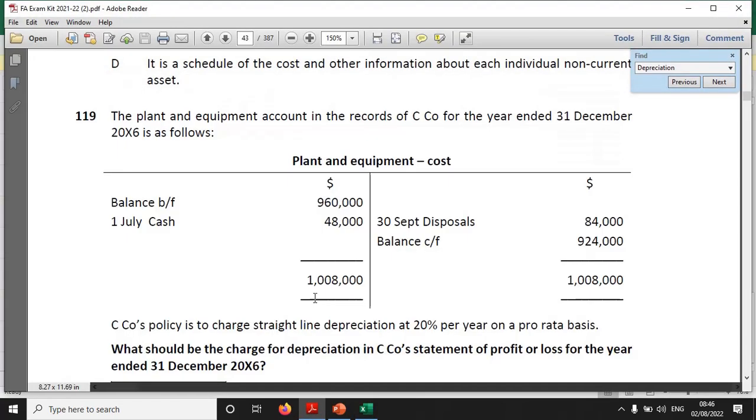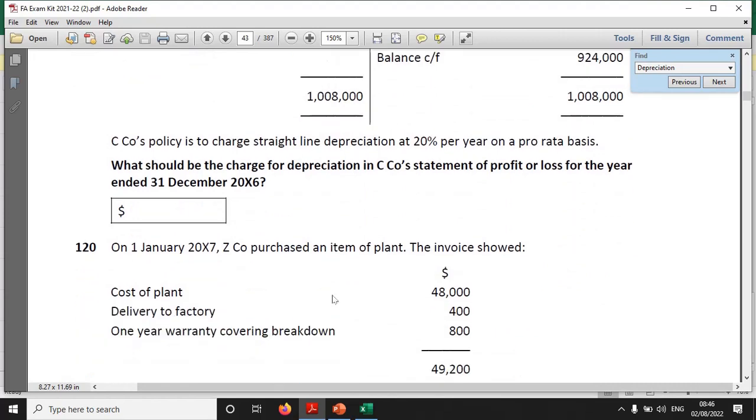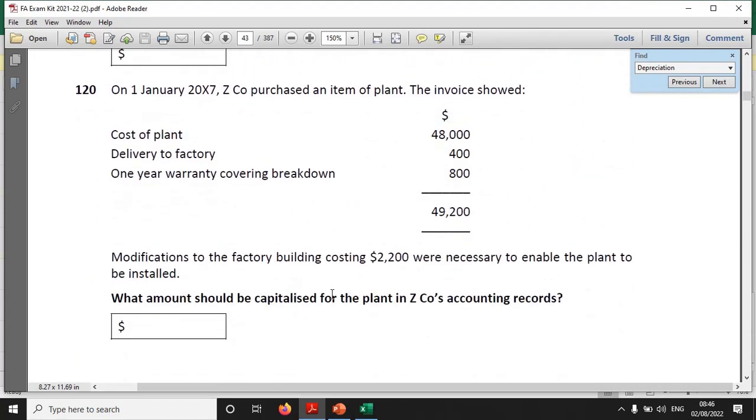Okay, my people, we are running out of time. I think we have done about 4 questions, if I'm not mistaken. Let's go to 120. On 1st January 2007, Z Company purchased an item of plant. The invoice showed the following. And of course, we have got other issues given there. Our job is to be able to separate capital expenditure from revenue expenditure. And down there, the question says, what amount should be capitalized for the plant in Z Company's accounting records? Now, I want us to be on our calculators so that we don't take too much time.